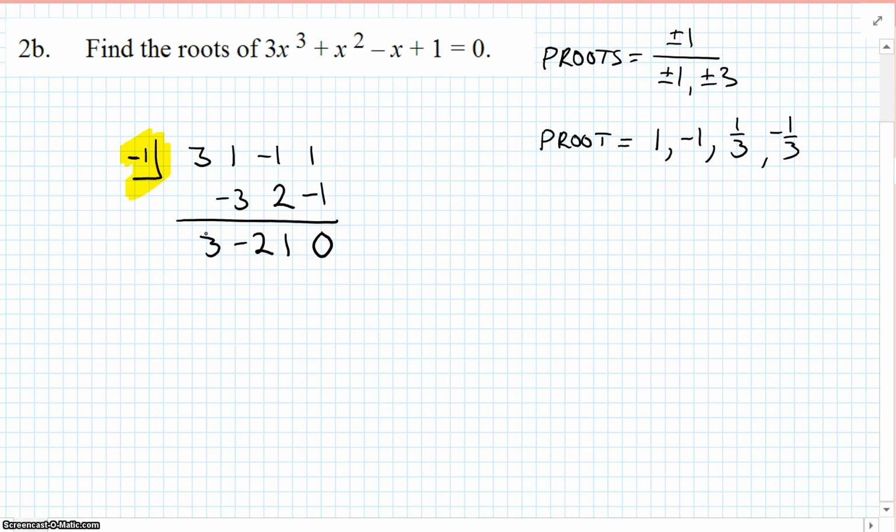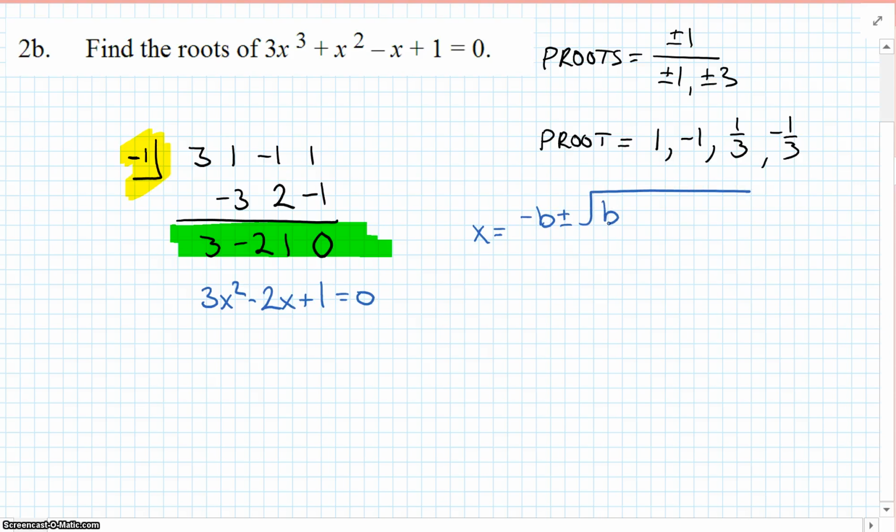So we know this below the line is a new polynomial, and it's a second degree polynomial. So we could rewrite this as 3x squared minus 2x plus 1 equals 0. Okay, so let's solve this quadratic here. So we know the quadratic equation is x equals negative b plus or minus the square root of b squared minus 4ac all over 2a.